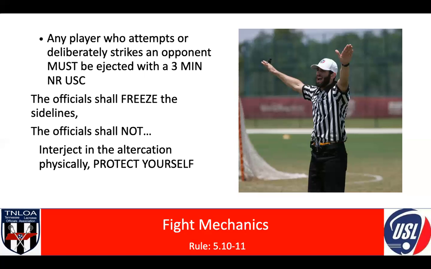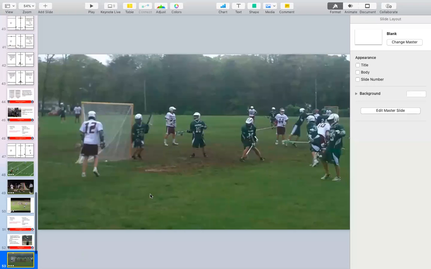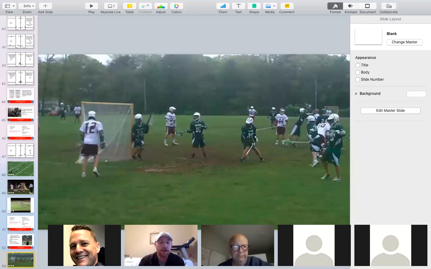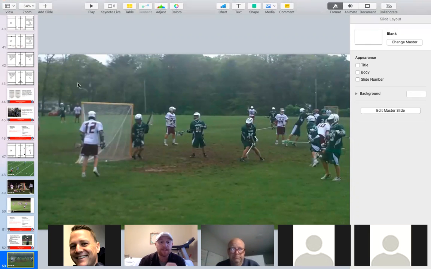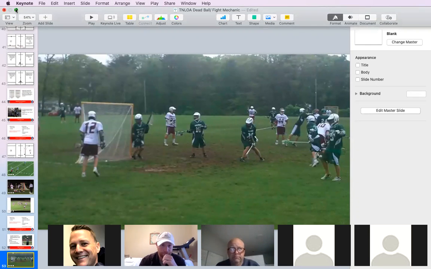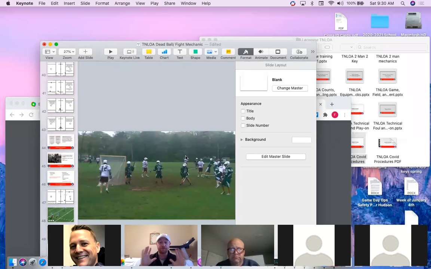The official shall freeze the sidelines. The official shall not interject in the altercation physically. Protect yourself. We must protect ourselves in all situations if a fight is going to happen on a field. Biggest thing, in a fight mechanic, is we have to freeze the benches. We have to freeze the sidelines. How do we do that? We yell as loud as we possibly can.